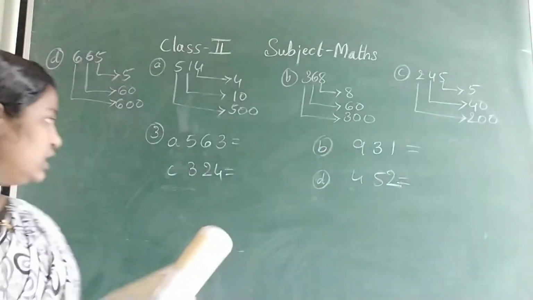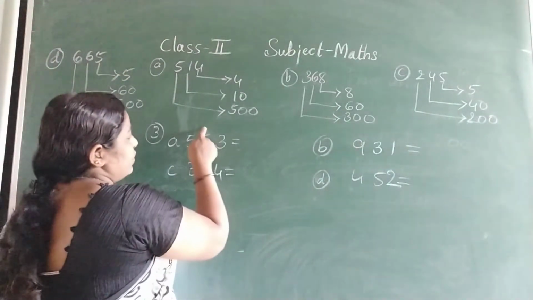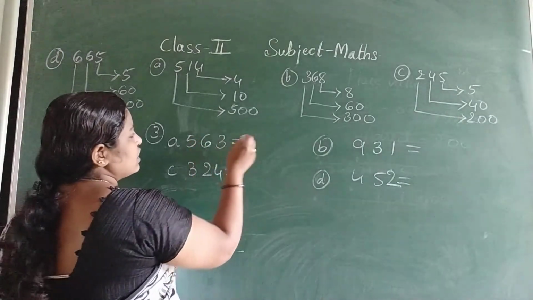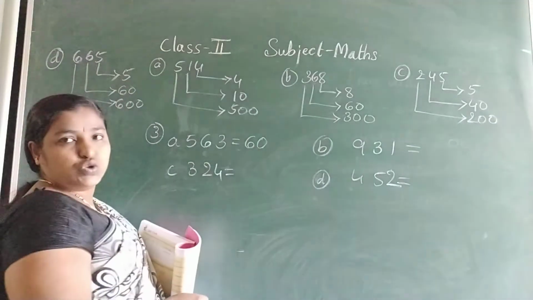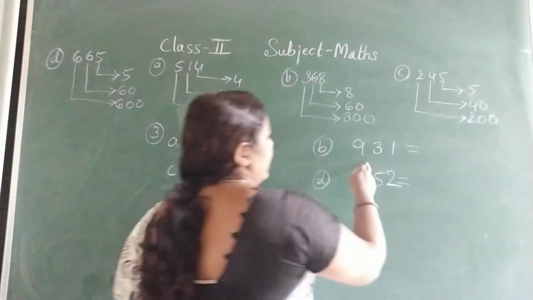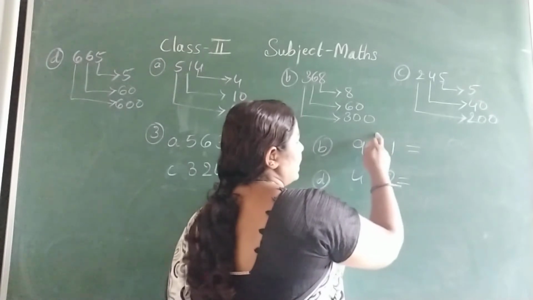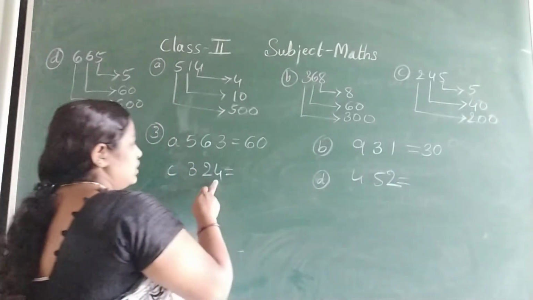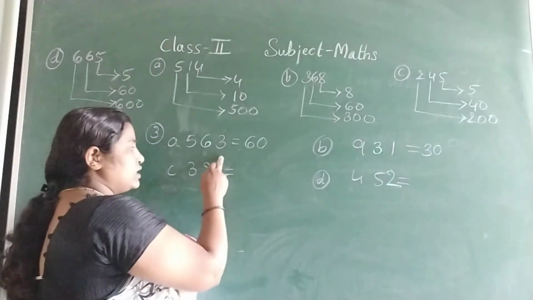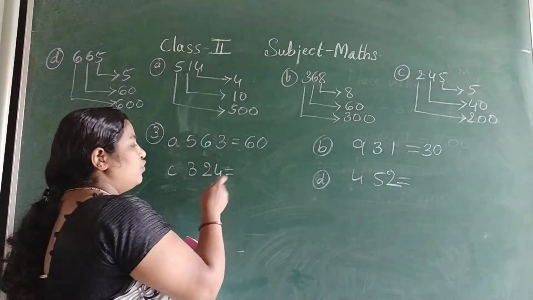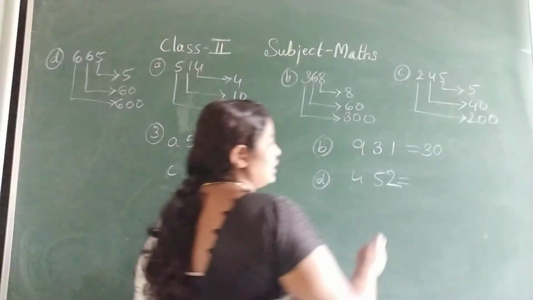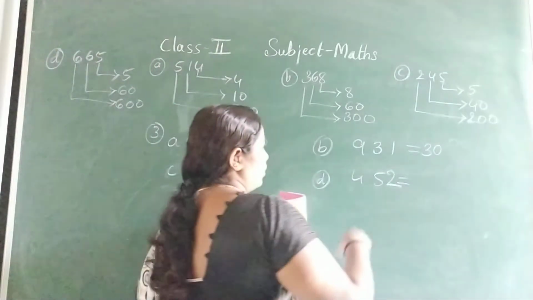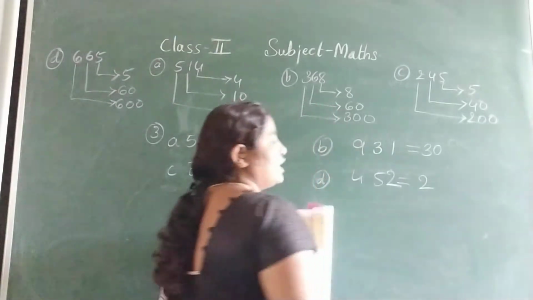Okay. Now see, 6 is in blue color. So which place is it? Ones, tens. Tens means 10. 10 into 6, 60. Like this you should write the answer. B: again ones, tens. 10 into 3, 30. Come here. This is in which place? Ones place. Ones means 1. 1 into 4, 4 is the answer. Here also the same. 2 into 1, 2 is the answer.